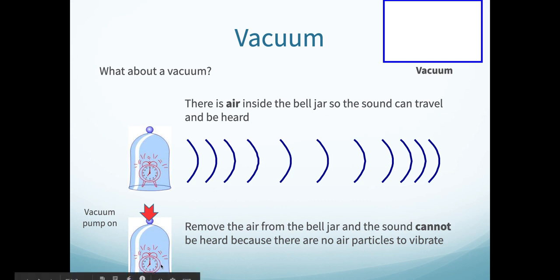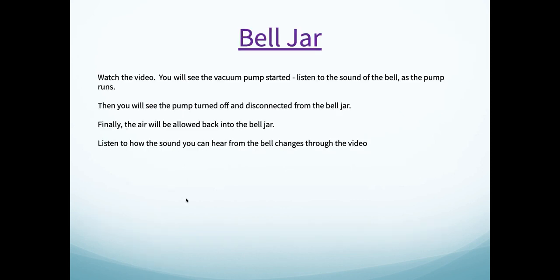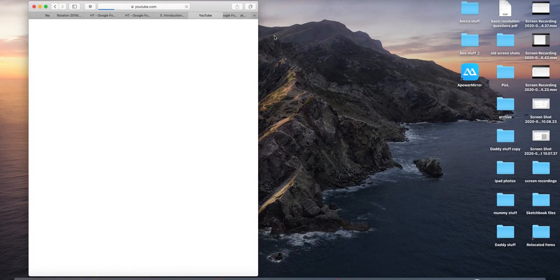Now, vibration does pass. In this particular example, the bell jar is sitting on a table and the vibrations would pass from the bell through the clock, through the table, and you could hear it that way. So you still get some sound coming out because you can't get rid of all the vibrations, but you can tell that the sound is reduced. So here's a video of exactly that experiment.